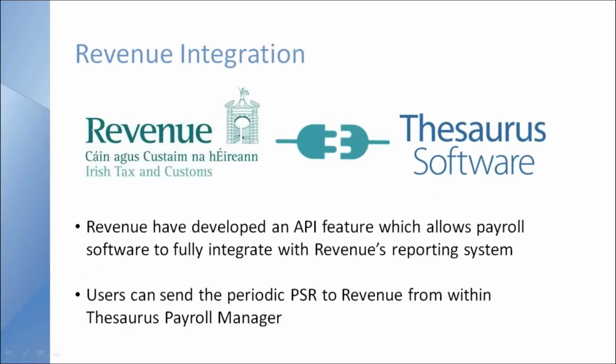Revenue has developed an API feature which allows payroll software providers to fully integrate with Revenue's reporting system. This integration allows both the payroll software and Revenue to talk to each other. The payroll software will enable you to create the required report in the payroll software and then submit it directly to Revenue. So it'll send your file through to Revenue in a few seconds.